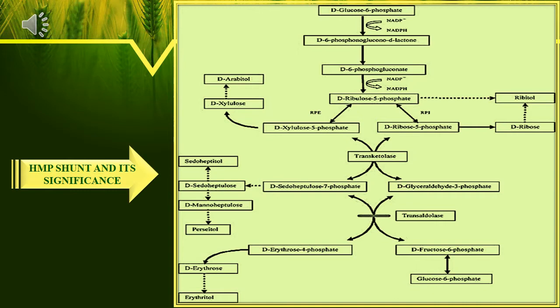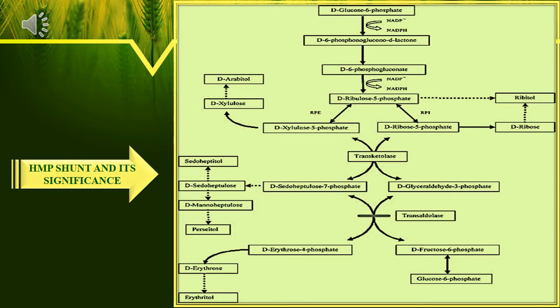Let's move on to the HMP shunt pathway. I will explain it in a simple, concise form. There is a conversion of 6-carbon sugar moiety to 5-carbon sugar moiety. From the 5-carbon moiety, again a 6-carbon moiety is formed. So the end product and starting material are the same here. What is the starting material and end product? Glucose 6-phosphate. Only if the glucose 6-phosphate dehydrogenase enzyme is present does the HMP shunt pathway proceed.